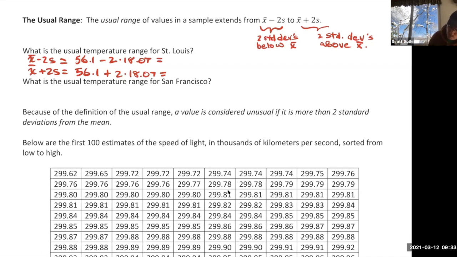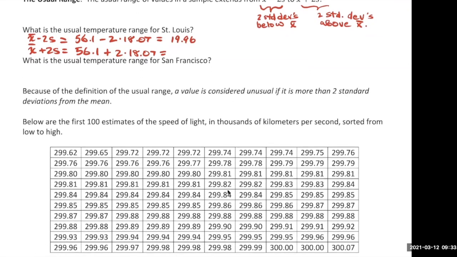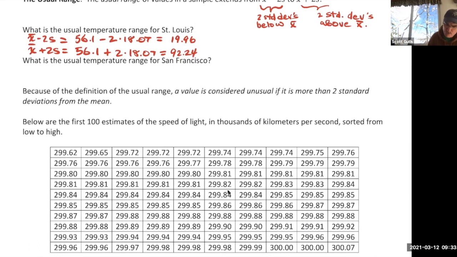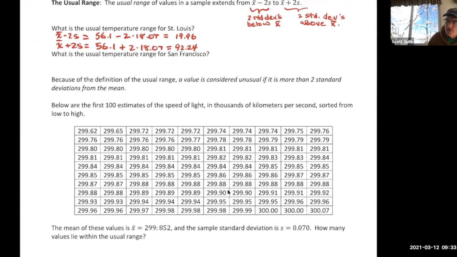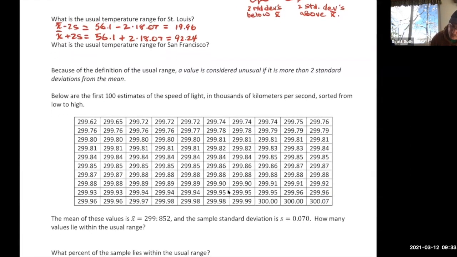So anybody get the low value for St. Louis? So it's 19.96. And an upper limit for this? 92.24. 92.24, thank you. So that's 2 standard deviations below the mean to 2 standard deviations above the mean. It's really unusual to see values go outside of that range. And so you might notice there were no unusual temperatures.